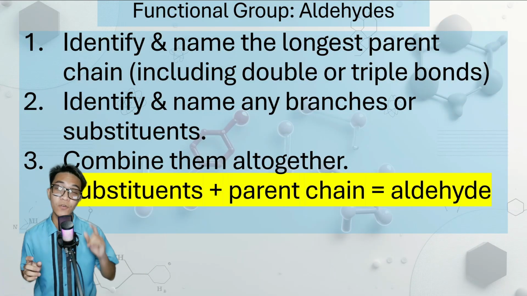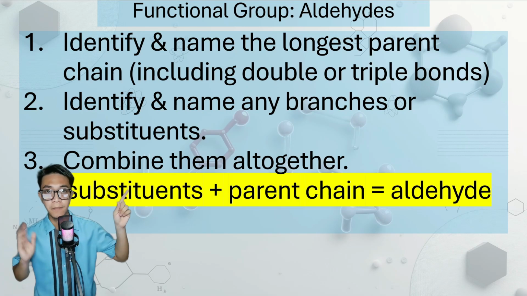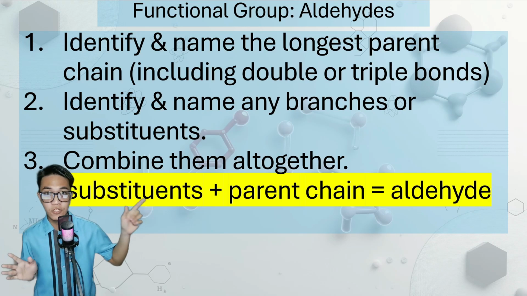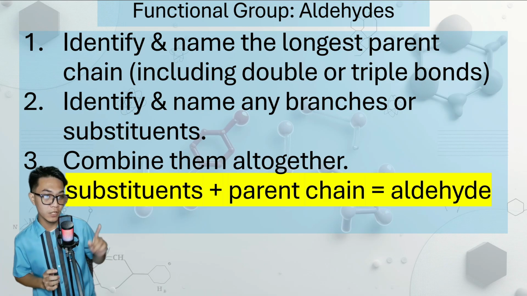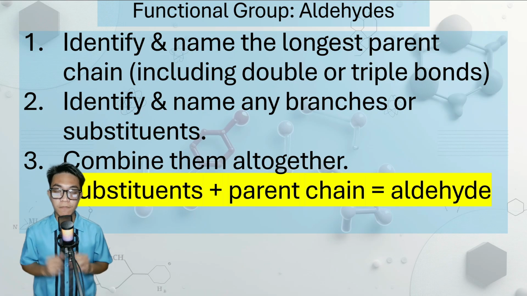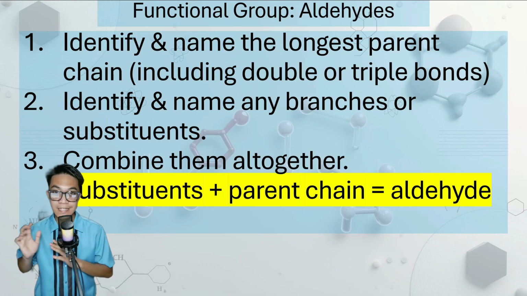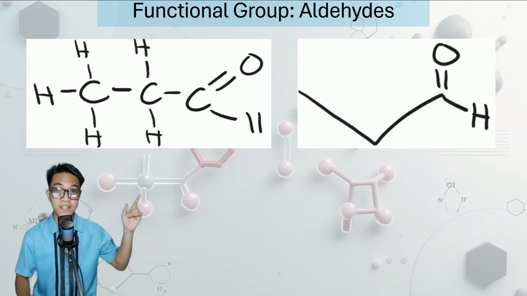Naming aldehydes is no different than naming hydrocarbons with substituents. We still follow the same flow of first identifying the parent chain, identifying substituents or any alkyl group, then we combine them together with the formula of substituent plus parent chain equals the aldehyde name. But in the case of aldehyde, we simply change its suffix to -al. So, for example, we have propanal. It ends in -al.